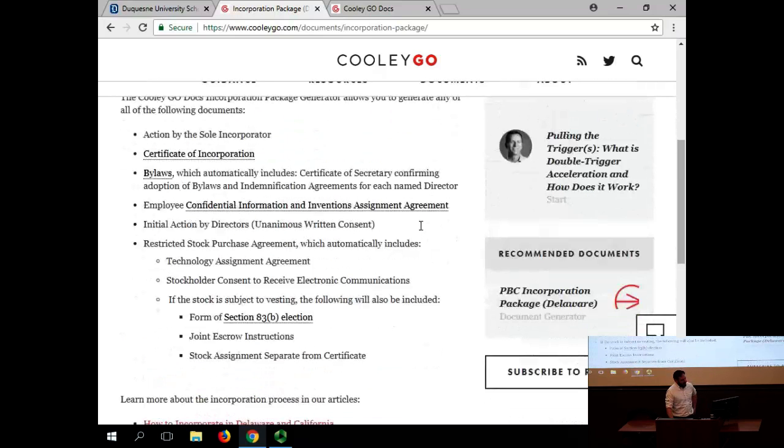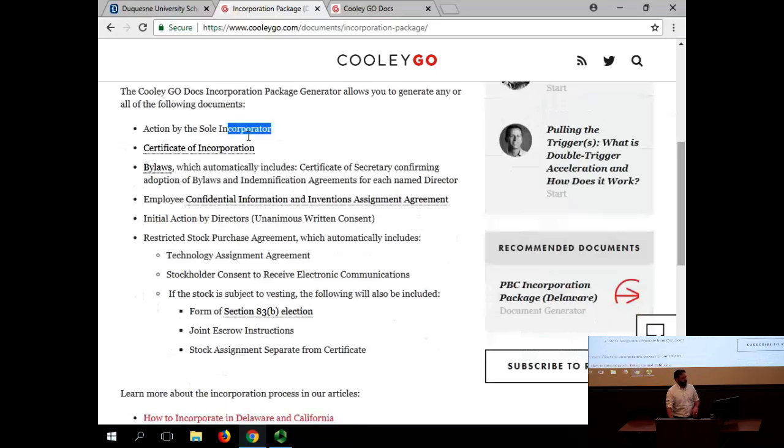So again, just to recap what's important here. The most important thing we're going to do today is generate that certificate of incorporation, and you'll see that it has all the formal requirements that we talked about. There are really only 5 requirements in a certificate of incorporation. There are a lot of optional additional features.